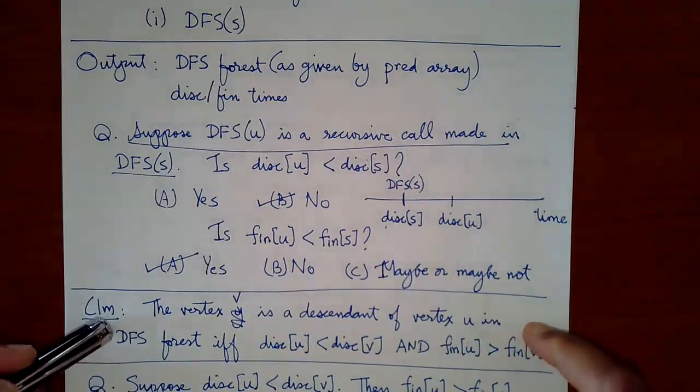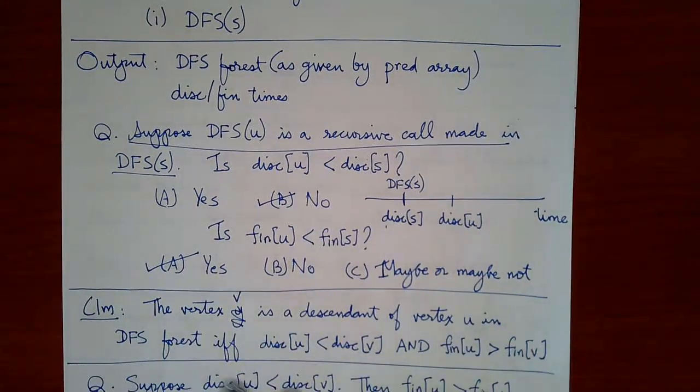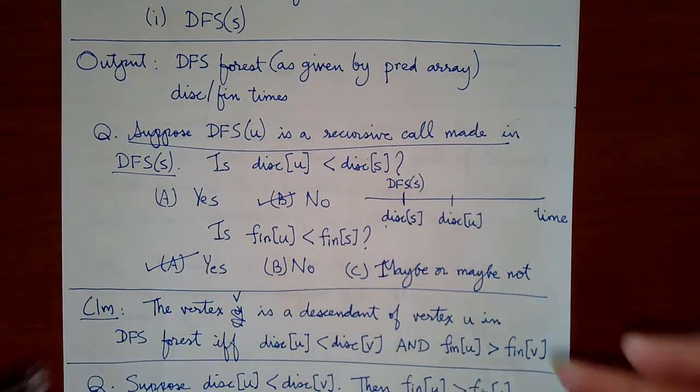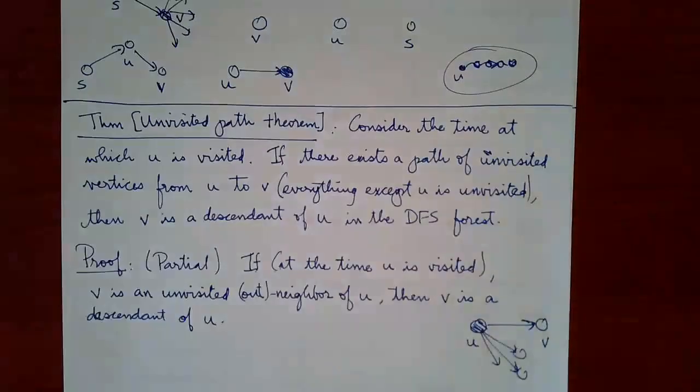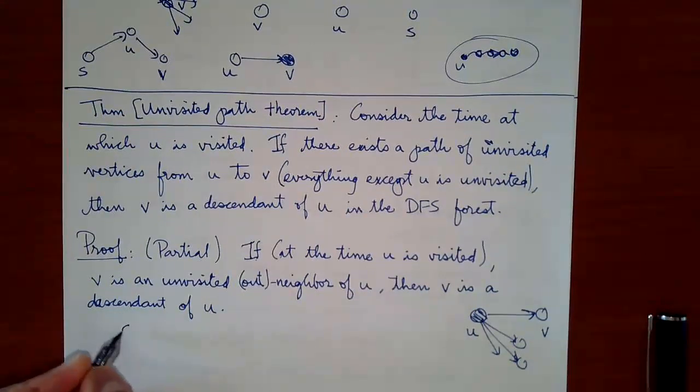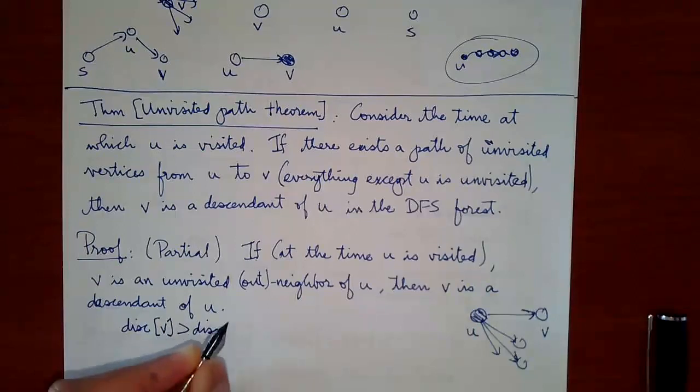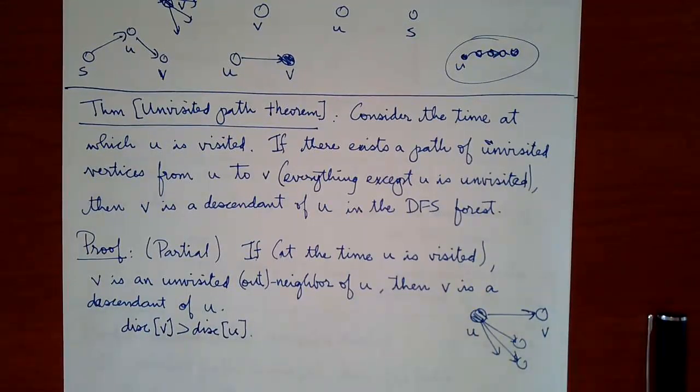It's a descendant because of this claim that we have. The claim says V is a descendant of U if and only if the discovery of U is less than the discovery of V and the finish of V is less than the finish of U. I want to emphasize that if you use these claims, the parentheses theorem and this claim, lots of the proofs actually become fairly easy. But you need to know how to use them. So what we know in this situation is that the discovery of V is greater than the discovery of U. That's because it's an unvisited neighbor of U.